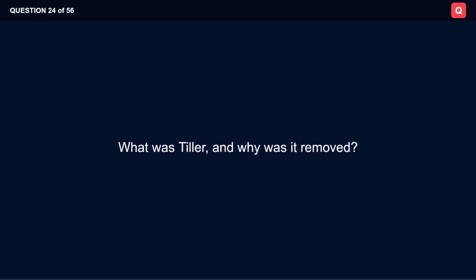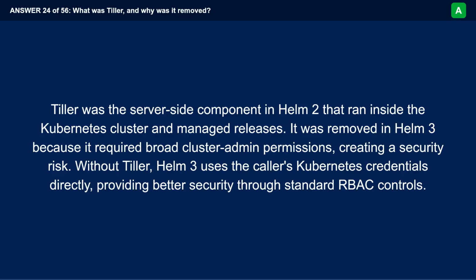What was Tiller and why was it removed? Tiller was the server-side component in Helm 2 that ran inside the Kubernetes cluster and managed releases. It was removed in Helm 3 because it required broad cluster admin permissions, creating a security risk. Without Tiller, Helm 3 uses the caller's Kubernetes credentials directly, providing better security through standard RBAC controls.